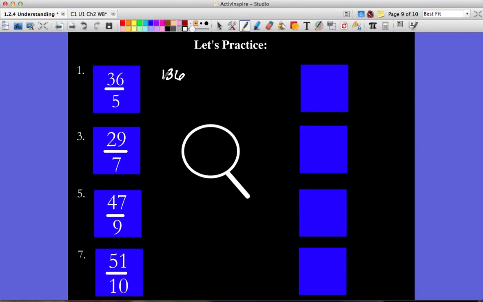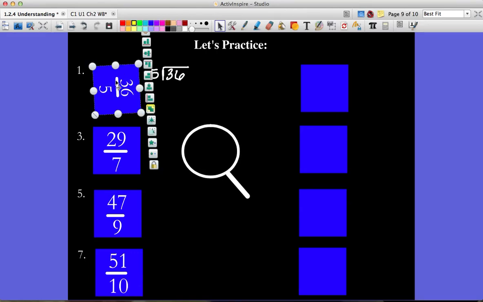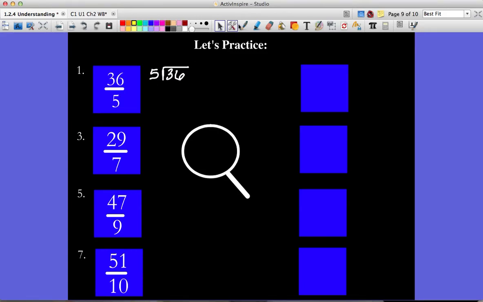So the top goes inside, the bottom goes outside. So it's kind of like this fraction tipped over. 5 on the outside, 36 on the inside, tipped over and got itself a hat. Okay, I know 5 goes into 36 7 times. 7 times 5 is 35.